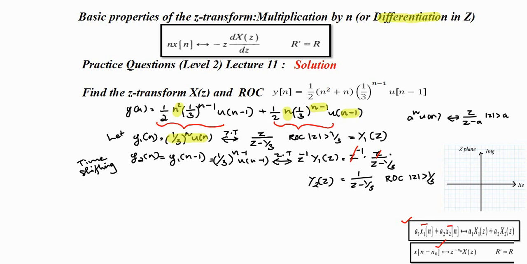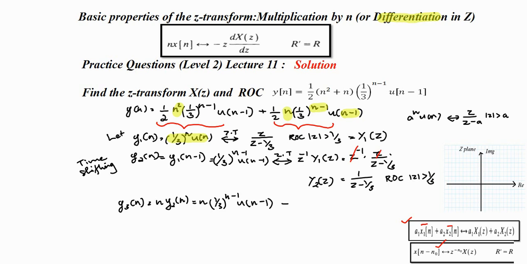Now we can see that this is multiplied by n. Now we can write the third signal. Let y3 of n be equal to n into y2 of n, or we can write n into 1 by 3 the whole raised to n minus 1 into u of n minus 1.